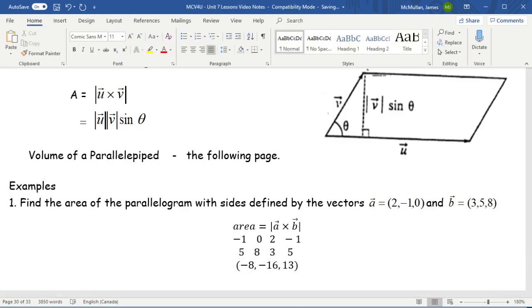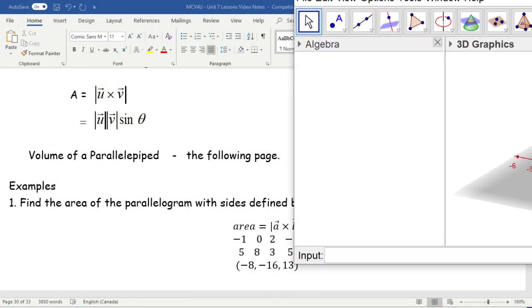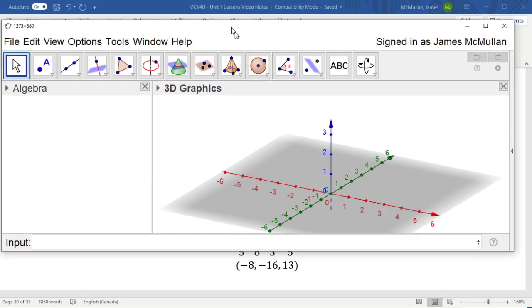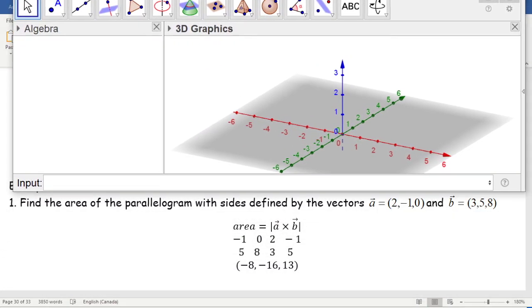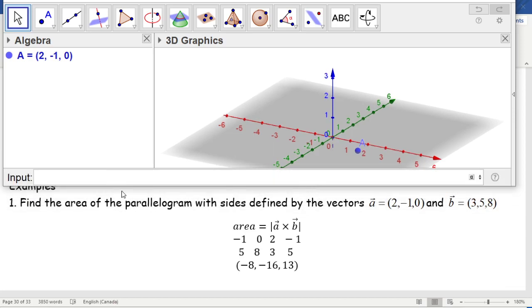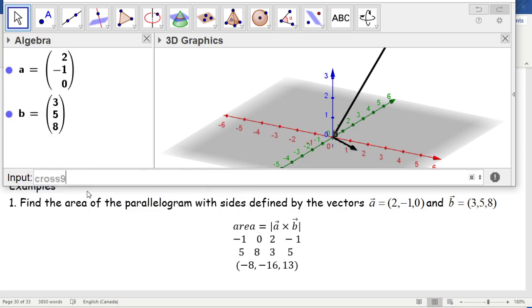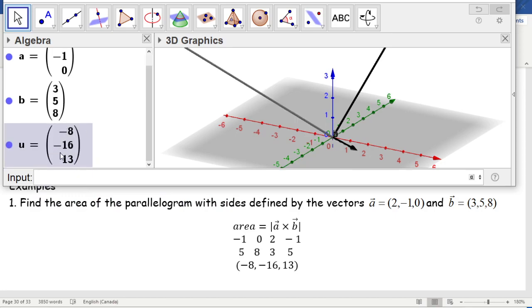Now, whenever you do the cross product, my advice would be to take a second to make sure we did it right. You don't want to do a whole question and then come back and realize your cross product was off. So let's quickly do the cross product here. Sorry, it's so hard to fit it all on one page. A is 2, -1, 0. B is 3, 5, 8. Those are our two vectors. I cross A with B, and I get the answer I got.